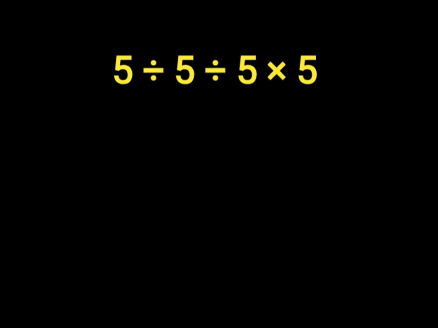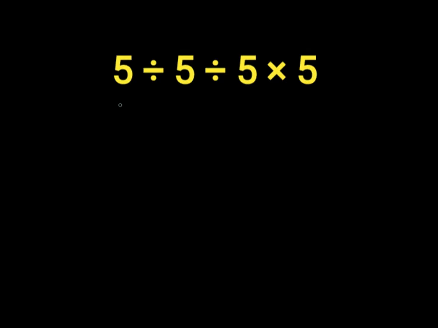Welcome to my channel. Here we have 5 divided by 5 divided by 5 times 5. Whenever you see an expression like this, we work from our left to our right because division and multiplication have equal priorities. So we have to work from our left to our right in order to arrive at a correct answer. Let's solve this expression.